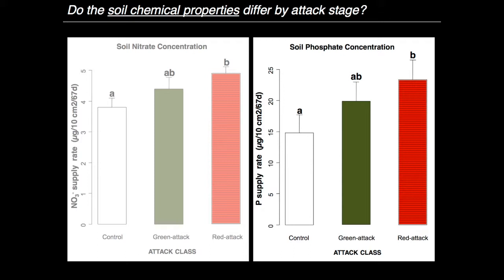Soil nitrate concentration did differ, in which the red attack stand was about 29% higher in terms of nitrate than was the control. So we're trending upward for various things here, and we'll see that again with soil phosphate levels. Phosphate levels here were higher in the red attack than the control group.